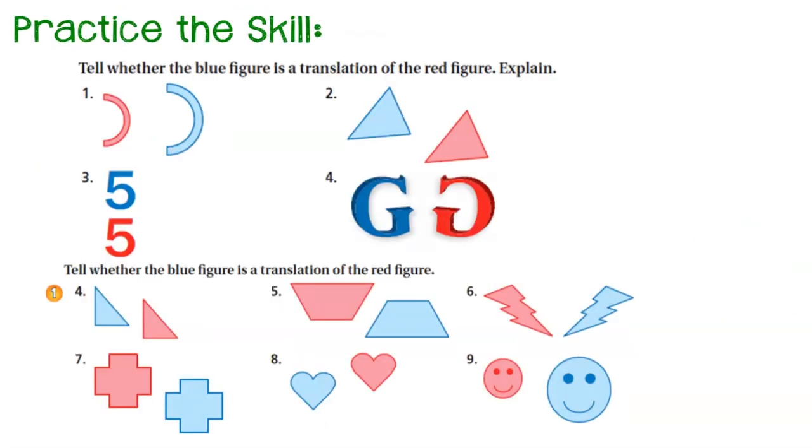Let's take a look at these 9 shapes. The question is, if the red figure is translated to the blue figure, is the red figure a translation towards the blue figure? Remember, a translation is a sliding left, right, up, or down. It is not a flipping, it is not a turning, and it's not a changing in size. Why don't you give these 9 a try? Pause the video now. All right, let's see how you did.